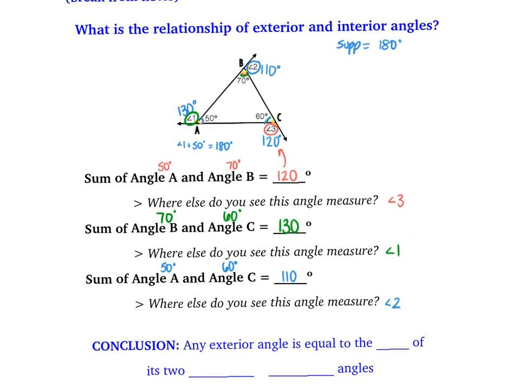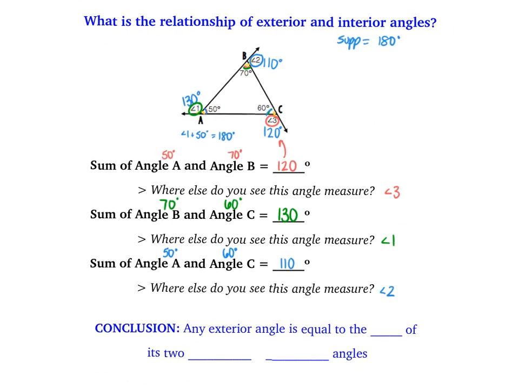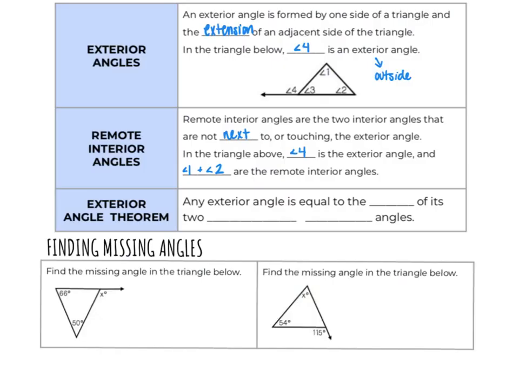So in conclusion, and then we'll jump back to our notes to finalize this, any exterior angle is equal to the sum of its two remote interior angles. Let's jump back to our notes and keep working on this idea. So let's return to our notes to finish that last row in our table. What we just talked about and discovered was that any exterior angle is equal to the sum of its two remote interior angles.